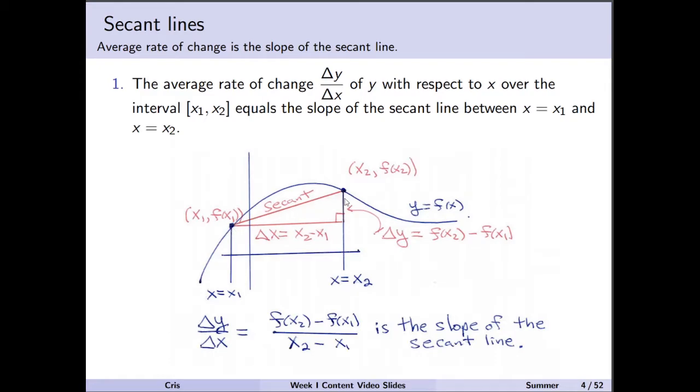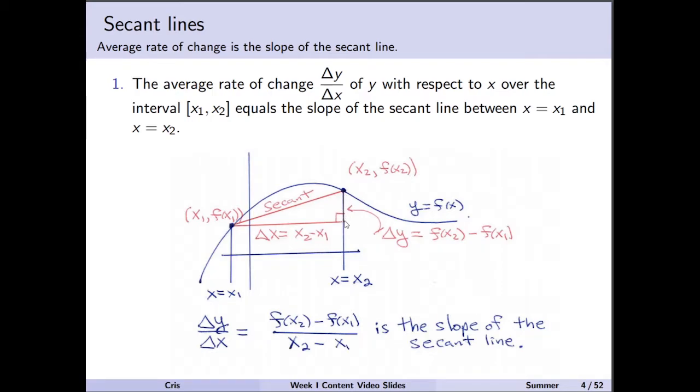then the average rate of change is an interesting concept. Y starts at this first point where y is f of x sub 1, and we go along the curve till we get to the second point where y is f of x sub 2. And so there's a certain change in y. Delta y is f of x sub 2 minus f of x sub 1.